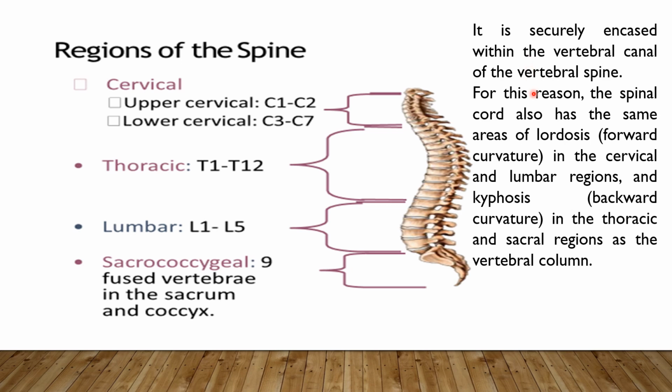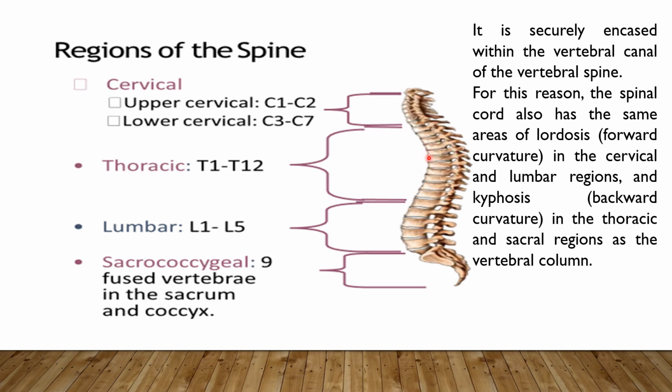For this reason, the spinal cord has the same areas of forward curvature, called lordosis, in the cervical and lumbar region. In this picture you can see this is the cervical region and you can see lordosis here, or forward curvature, and this is the lumbar region where you can see forward curvature, that is lordosis, and kyphosis in the thoracic and sacral region.